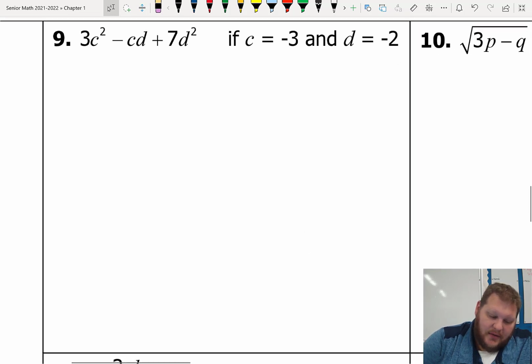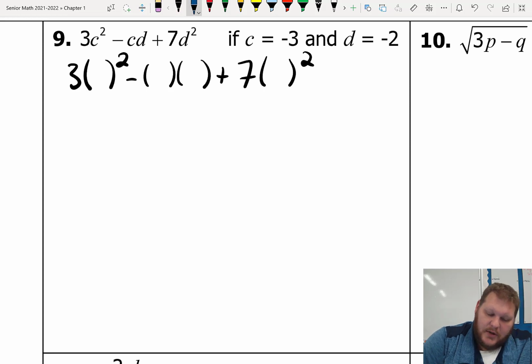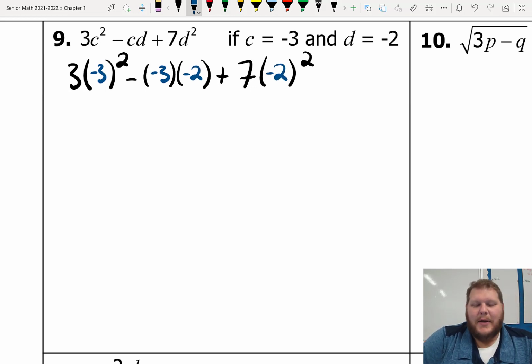So with number 9, we've got 3c squared minus cd plus 7d squared. And in this case, c is negative 3 and d is negative 2. So we've got 3 times, I'm just going to do it this way. I'm going to be a little more creative. Plus 7 squared. So I'm just rewriting everything except for my variables. So now c was negative 3. D is negative 2. For both of those two spots, there we go. I like that better, instead of having to switch back and forth in my ink.